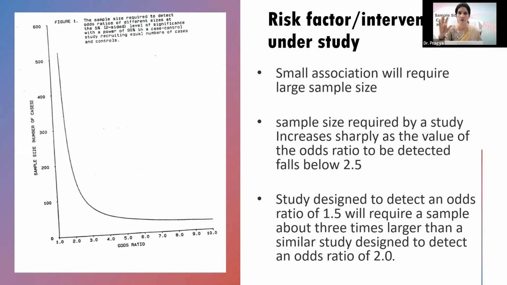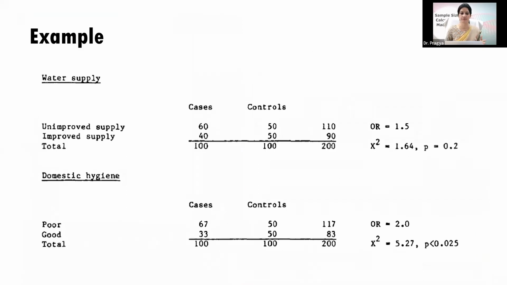I hope this concept is clear: the smaller the odds ratio, the larger the sample size you require. What it says is that the effect size, the difference in the proportion, is small. So to detect a smaller difference in proportion, you need a larger sample size. That's why if the odds ratio is low, you need a large sample size to test your hypothesis.